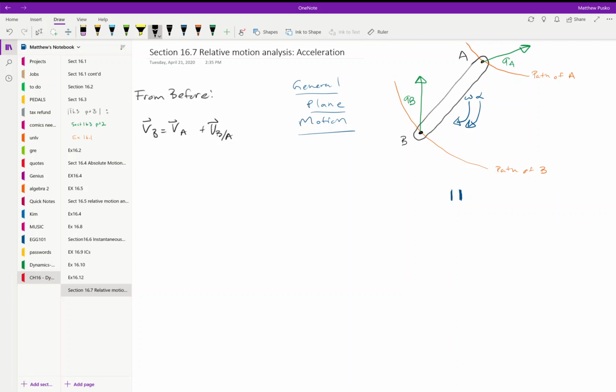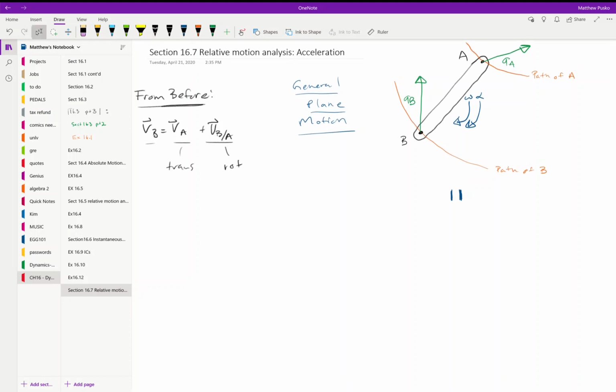Okay, this lecture's on 16.7, talking about accelerations with relative motion analysis. Before, we came up with the velocity of B is equal to the velocity of A plus the velocity of B with respect to A, where this is a translation and this is some rotation. Okay, let's take a look at general plane motion.